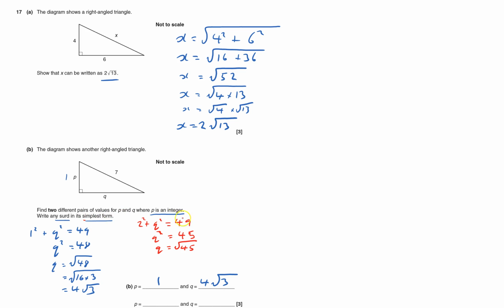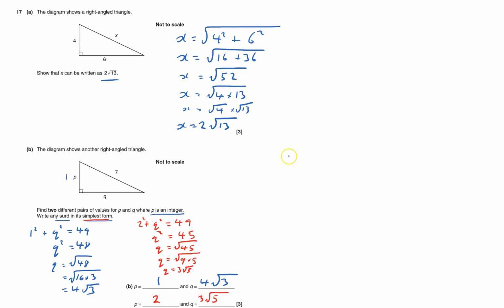Got to be in its simplest form. Square number which goes into 45? Yep, 9. Always do the square number first. 9 times 5 is 45, and that means q will equal the square root of 9, which is 3, times root 5. So you could have 2 and 3 root 5.